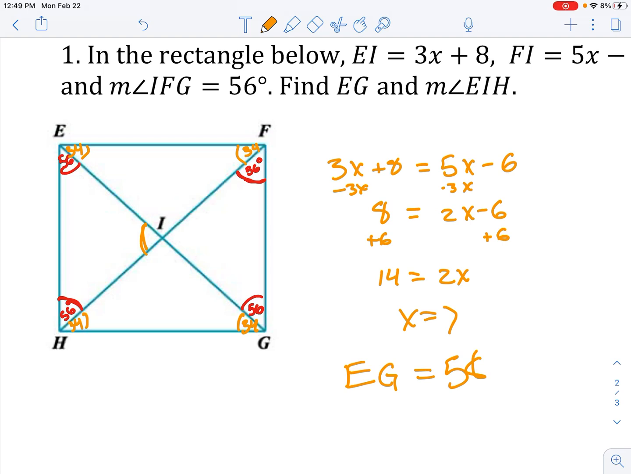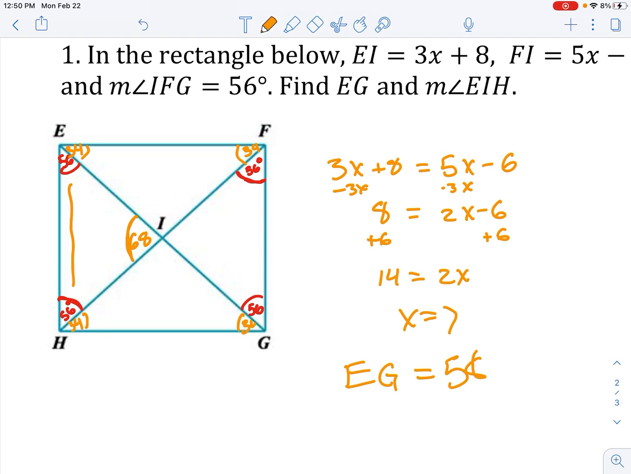Okay, so now we've got a lot of stuff figured out. The last thing we need to figure out is our angle that's right there. Let me get my eraser out. Since this is an isosceles triangle and all triangles have 180 degrees, we can use these two 56s and add those together, and then subtract that from 180. And we get 68. So that means this angle right there is 68 degrees. I just subtracted those 56s from 180.